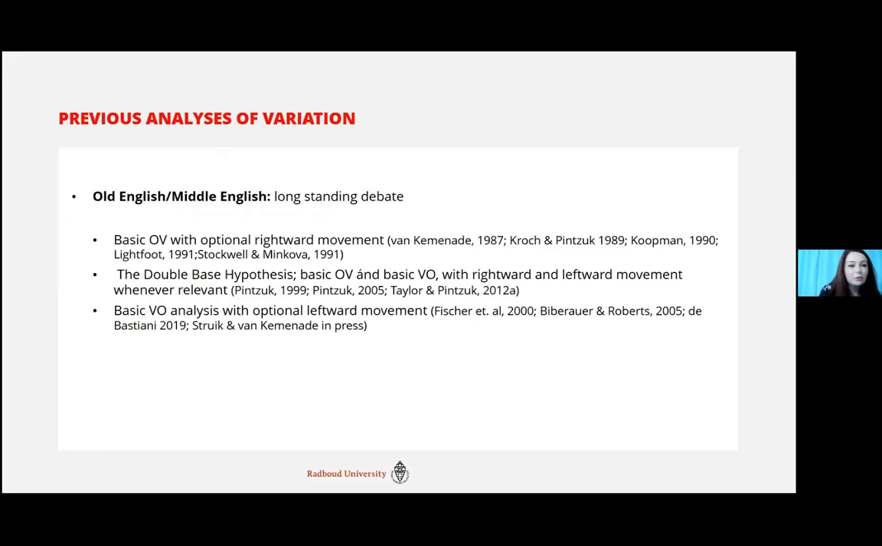Okay, so I'm going to start with the history of English, as English is best studied in this regard. And when we look at the literature, and this is by no means intended as an exhaustive list of references, you can basically analyze OV/VO variation in any possible way. So you can decide on a basic OV word order with optional rightward movement, a basic VO analysis with optional leftward movement, which is what I'm going to argue for as well. Or you can decide to do both, with a basic OV, a basic VO, and then have optional rightward and leftward movement whenever that is relevant.